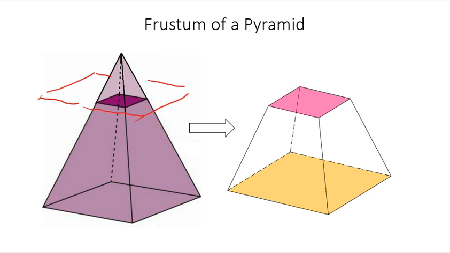For a right frustum, the plane that cuts through the pyramid and the base are parallel. There are non-right frustums in which the base is not parallel to the plane, but we're not going to consider those in this course. So, a frustum is a portion of a pyramid, essentially the base of the pyramid, in which the top's been removed. The frustum itself has a top base, has a bottom base, and sides that are trapezoids.